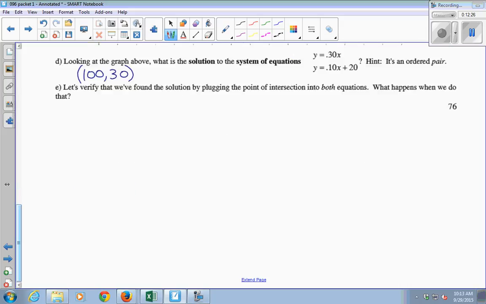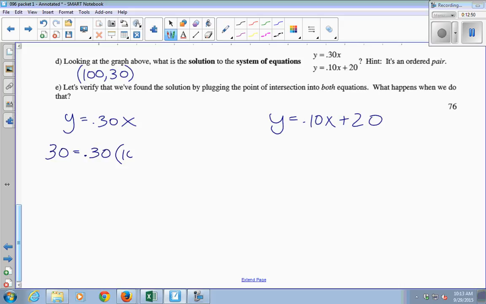So let's start with y equals 0.30x, y equals 0.10x plus 20. And I have an x and a y that I claim is a solution. That means that it has to make both equations true. So if I take my 100 and my 30 and I plug in the y coordinate for y and the x coordinate for x, is that equation true?